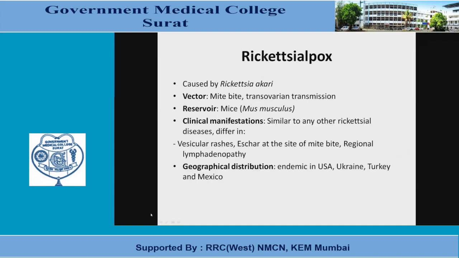Rickettsial pox. It is caused by Rickettsia akari. The vector is a mite. Transovarial transmission is seen. The reservoir is the mouse, Mus musculus. Clinical manifestations are similar to any other rickettsial disease, but they differ in the rash. Here the rash is a vesicular rash. There is an eschar at the site of the mite bite and regional lymphadenopathy is seen. It is generally endemic in the USA, Ukraine, Turkey and Mexico.